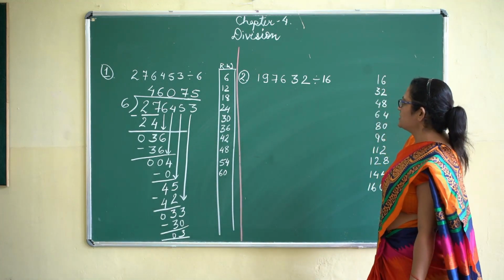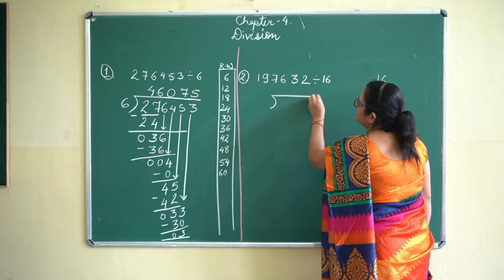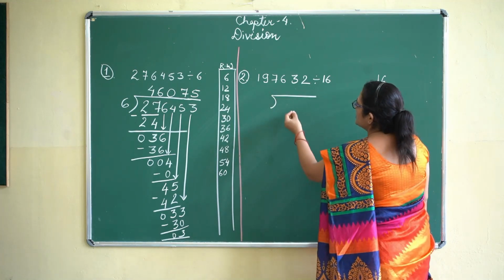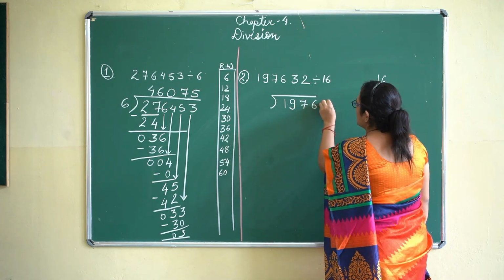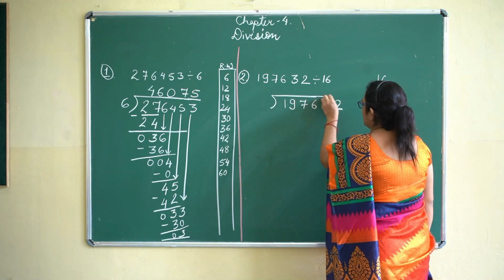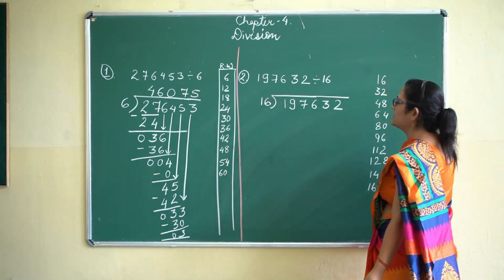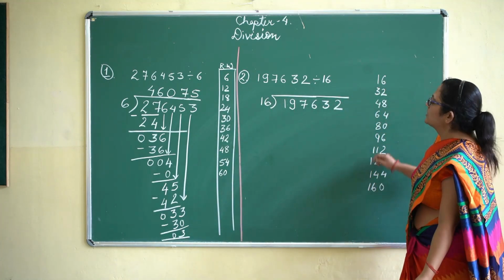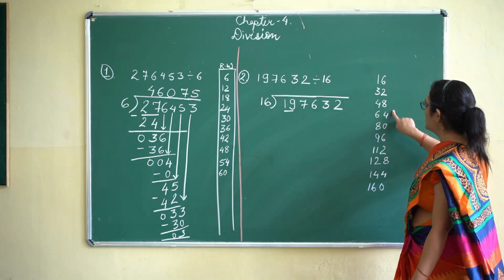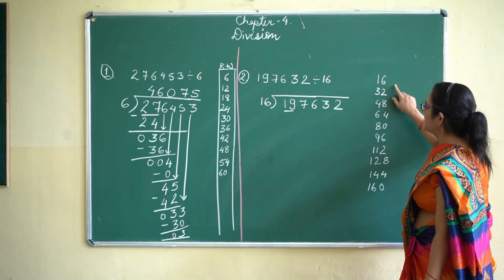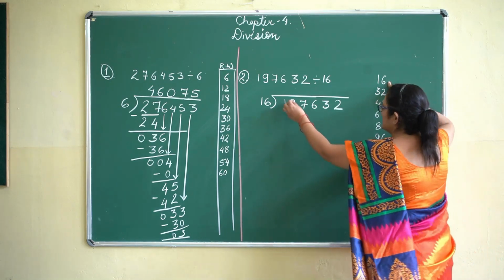Now next question. 1,97,632 divided by 16. How will we do it? Same procedure. If the number comes in the table of 16, we will write that. Otherwise, we will take a smaller number. In the table of 16, does 19 come? No. We will take a smaller number than 19, that is 16.